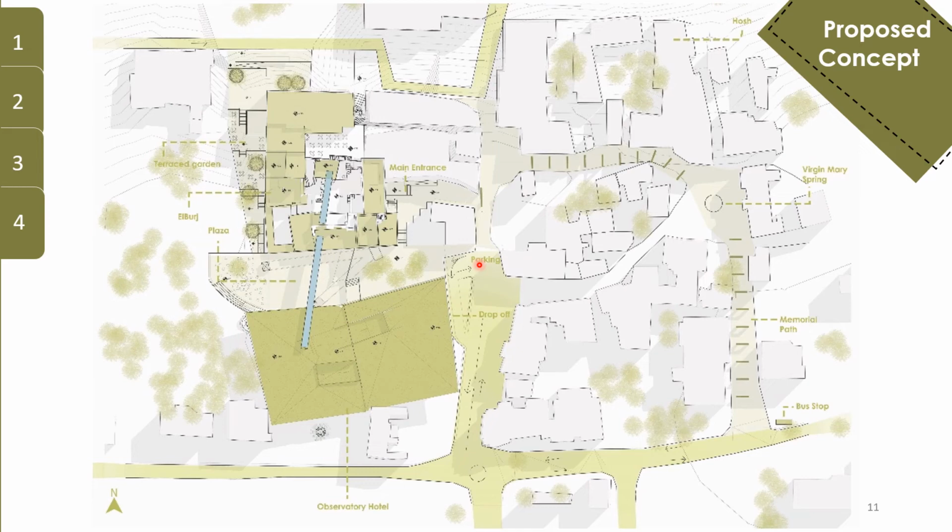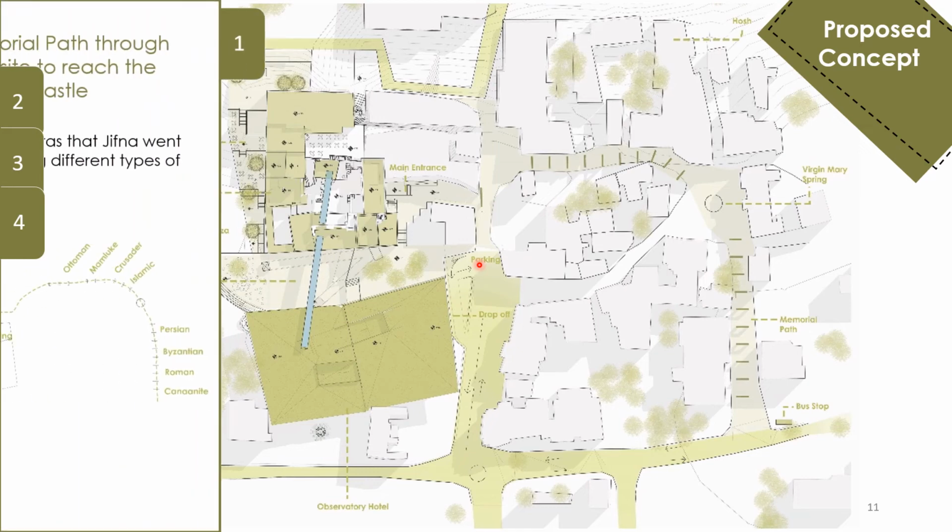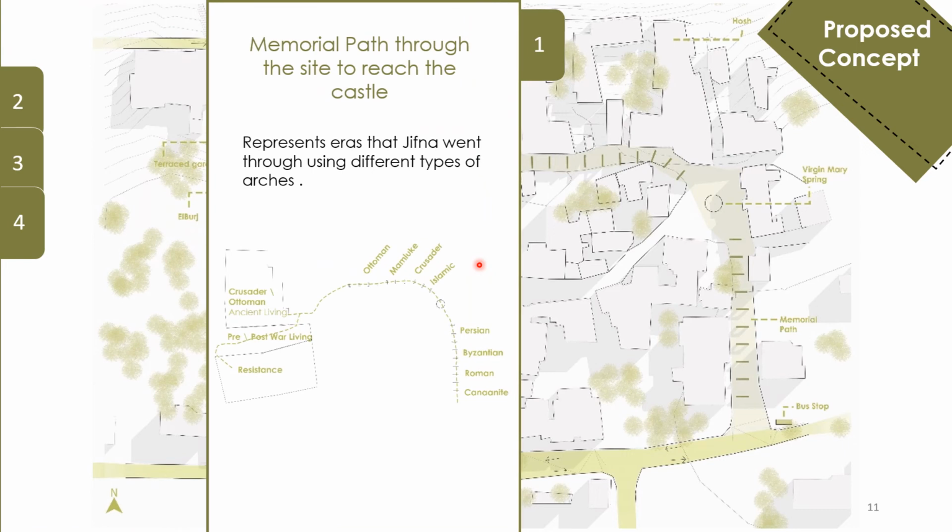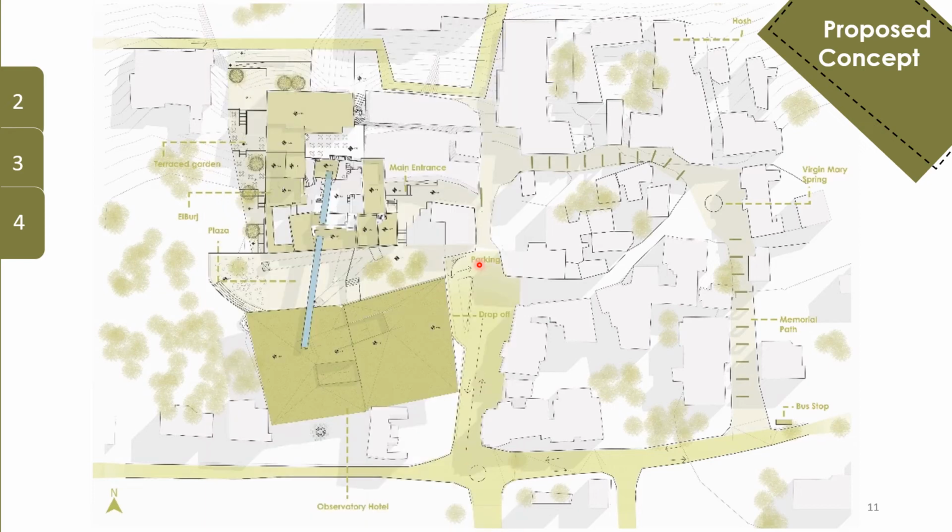This is the proposed site plan, and there are four main components. The first one is the memorial path, which was inspired by Jaffna's history, using different types of arches that will represent each era until reaching the castle, which is the Crusader era.